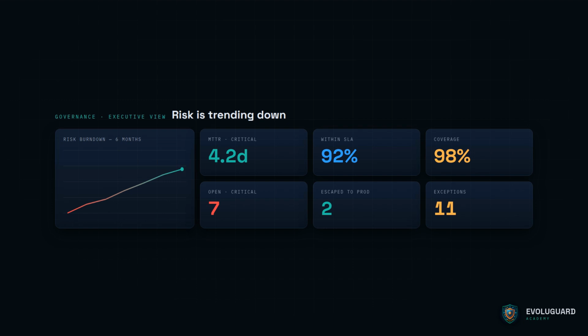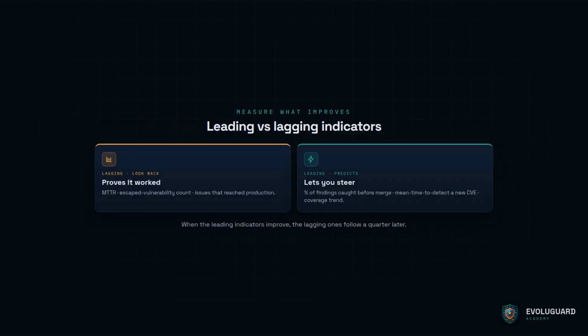Notice what's missing, raw vulnerability count. Measure that, and you teach people to hide findings. Measure speed, coverage, and risk reduction, and you teach them to close them. And balance two kinds of metric, because together they tell you if the program is actually getting better, not just busy. Lagging indicators look backward.